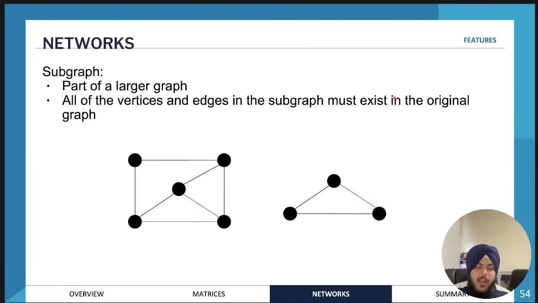Then we have a subgraph. Sometimes we might not need an entire graph to do a particular type of analysis. We might just need a part of that graph. So a subgraph is essentially a part of that graph. Right now it's not that clear, but when we start putting actual information on the network, then it will make a lot more sense. But essentially this over here is a subgraph of this entire graph over here. So very straightforward again.